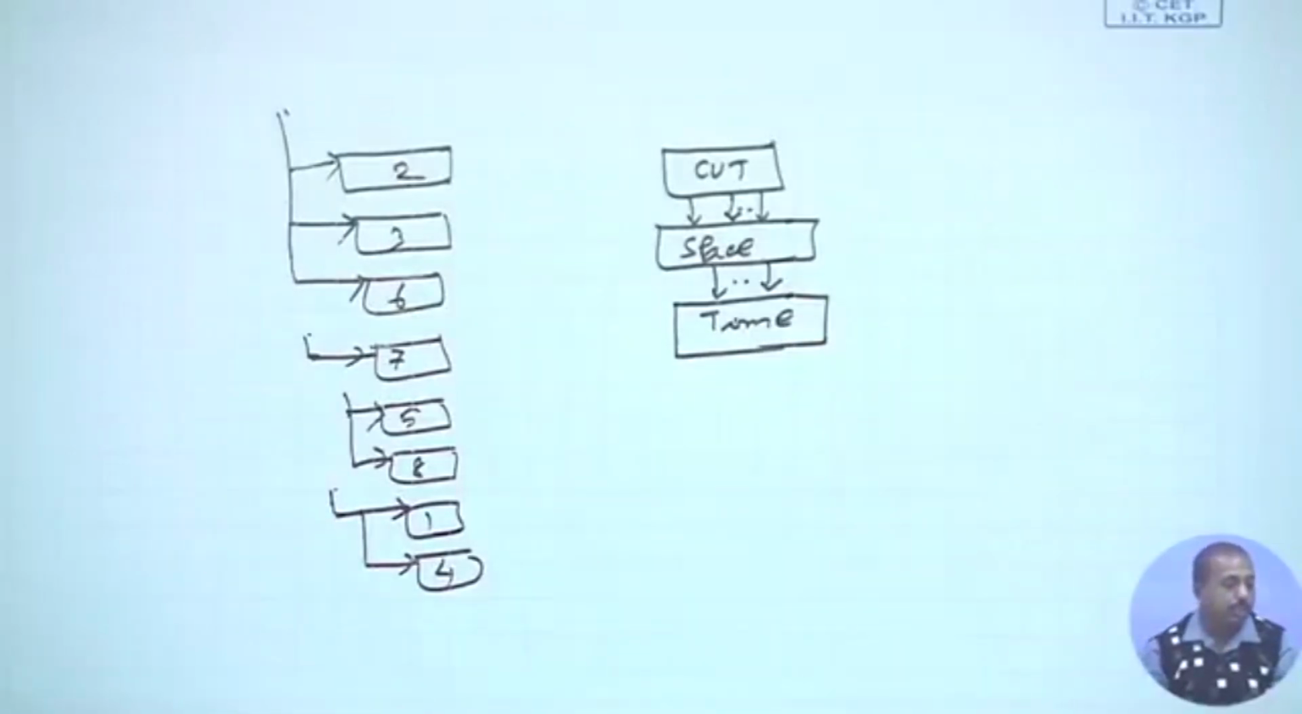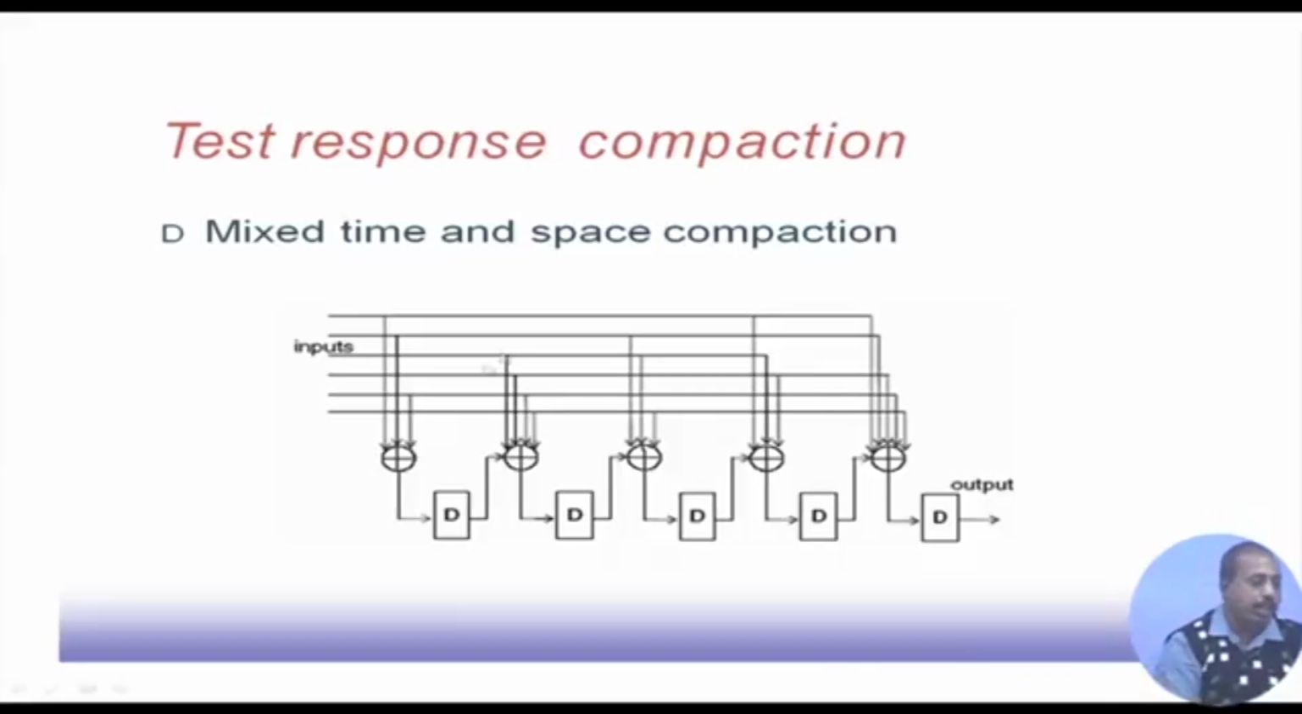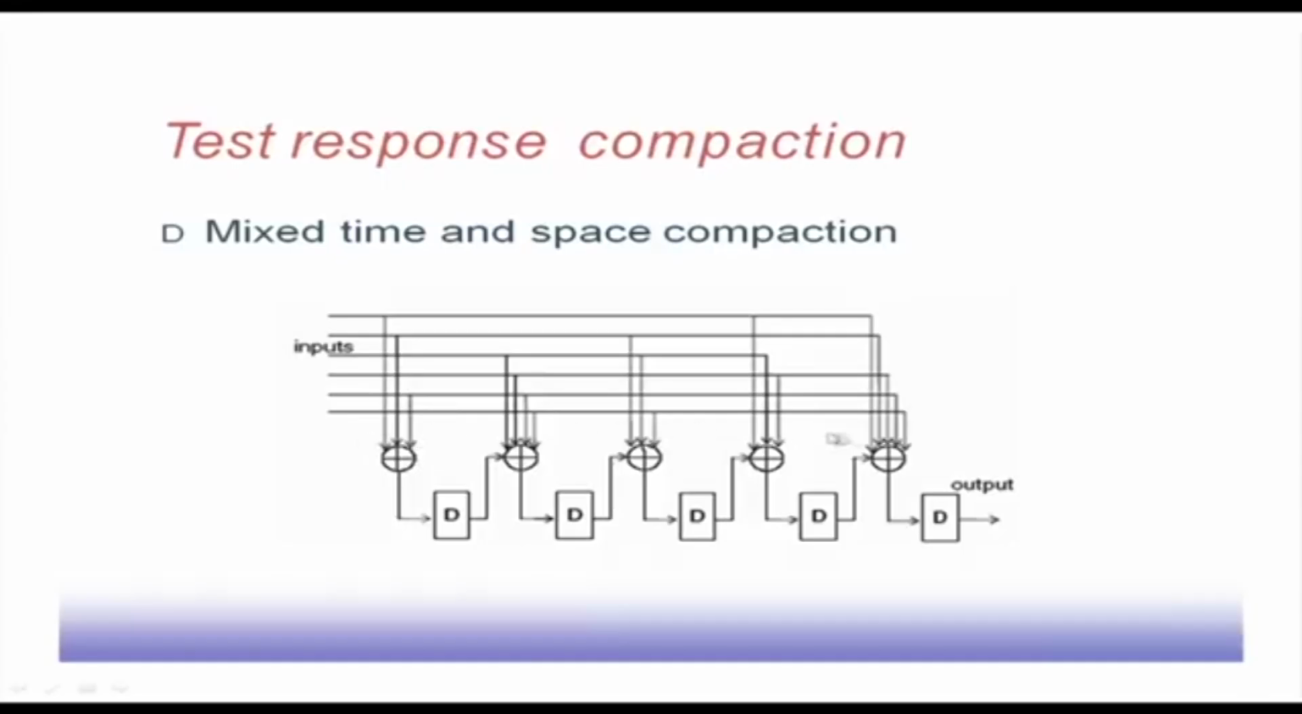The circuit shown in this particular diagram does it combinedly. This space compactor is nothing but an XOR network, and this time compactor is nothing but a MISR. This XOR part can be merged together, and we can come up with a structure like this, which combines the space and time compaction jobs together. So, that way it is a mixed time and space compactor.